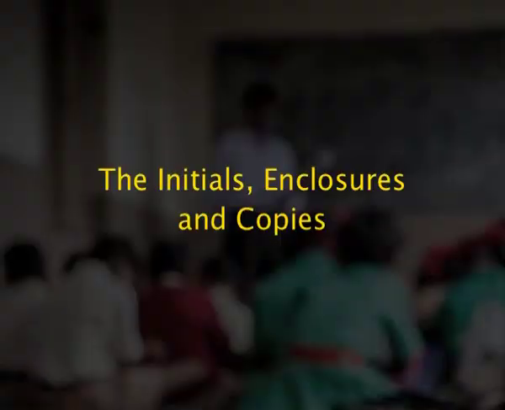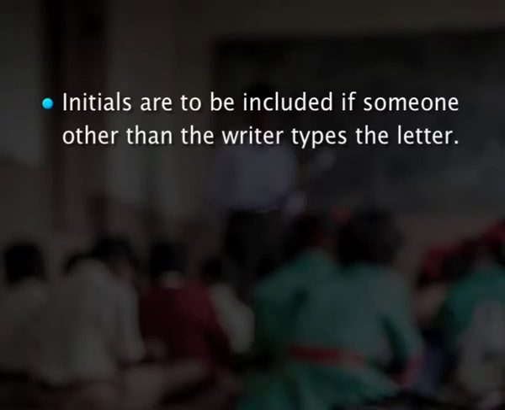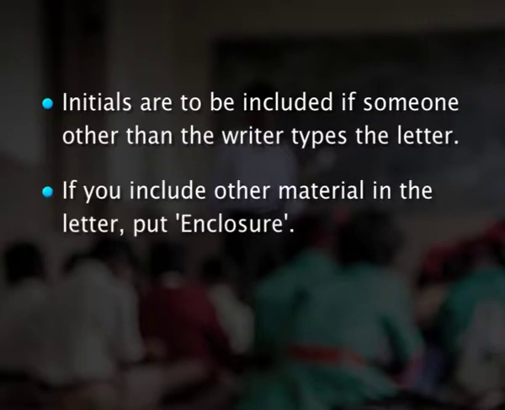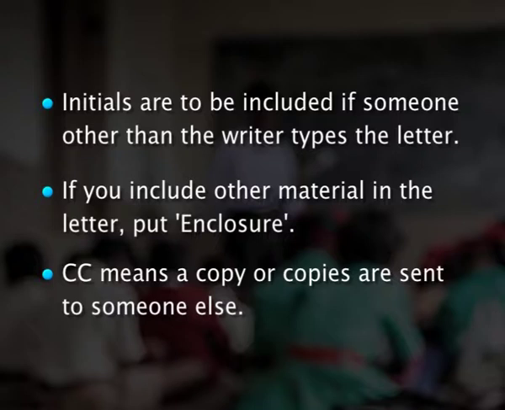And towards the end, the initials, enclosures and copies. Initials are to be included if someone other than the writer types the letter. If you include other material in the letter, put enclosure. CC means a copy or copies that are sent to someone else. So, is it clear? Now, you have learnt the different parts of a formal letter. So, here in the next module, we will go through the example letters that are based on their function.